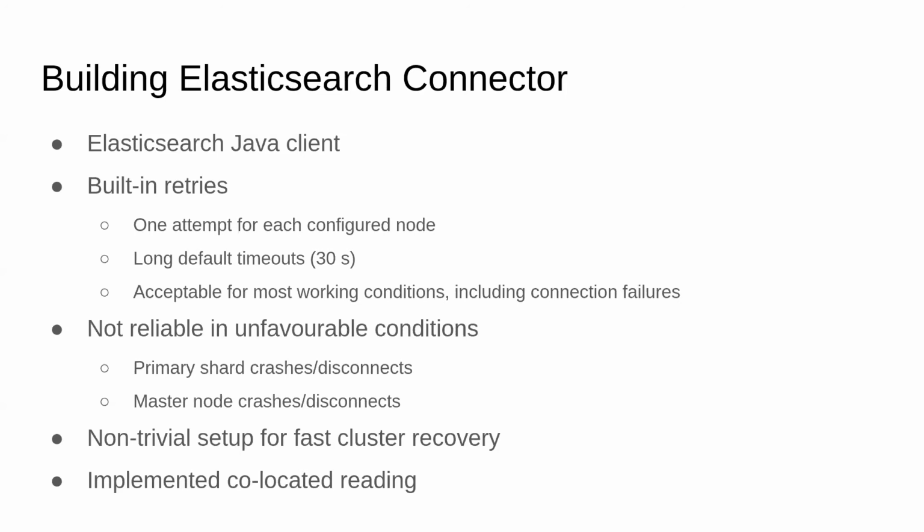And we also implemented something called collocated reading. So when you run Elasticsearch and Jet on the same set of nodes, Jet will distribute the job and read from Elastic in a way that it doesn't transfer any data across the physical network. It will just read from the local Elastic nodes. So it will read all the shards and plan the job execution in a way that it reads data only locally.